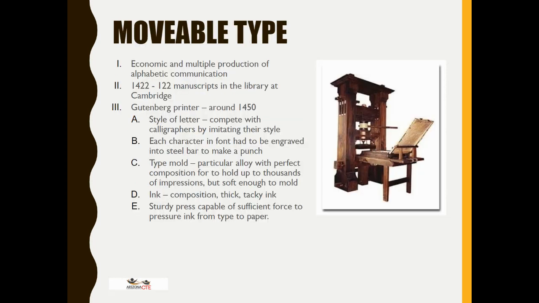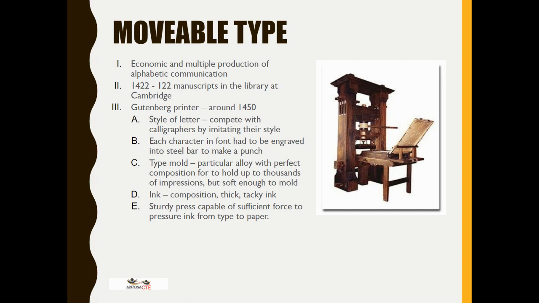And then we get into movable type. So now we get into a little bit more mass production. So economic and multiple production of alphabetic communications. In 1422, 122 manuscripts were in the library at Cambridge. And then came the Gutenberg press, which you see over to the right. And that was around 1455. It came complete with calligraphies and imitated their styles.